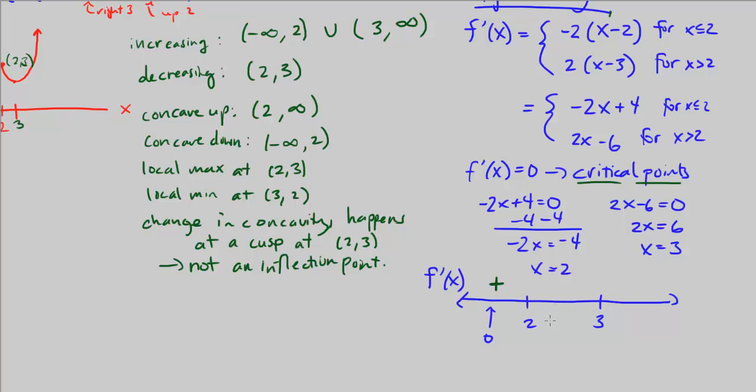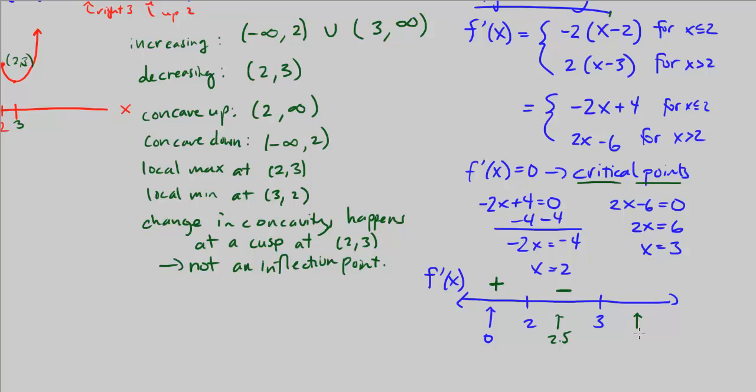Anyway, from 2 to 3, plug in any number from 2 to 3, so I'm going to choose 2.5. 2.5 is greater than 2, so I'm going to plug it here. 2.5 minus 3 is negative 0.5. 2 times negative 0.5, if you use your calculator, it's just 2 times negative 1/2, which is negative 1. Okay, so that's going to be negative.